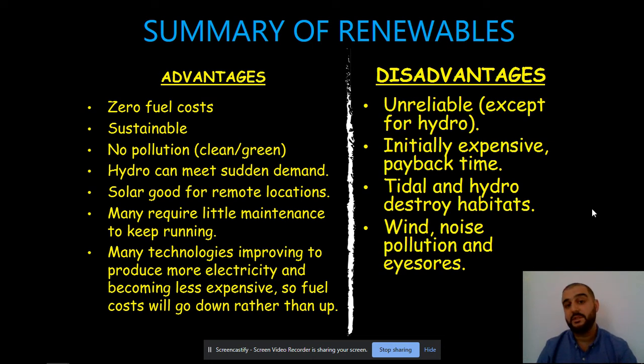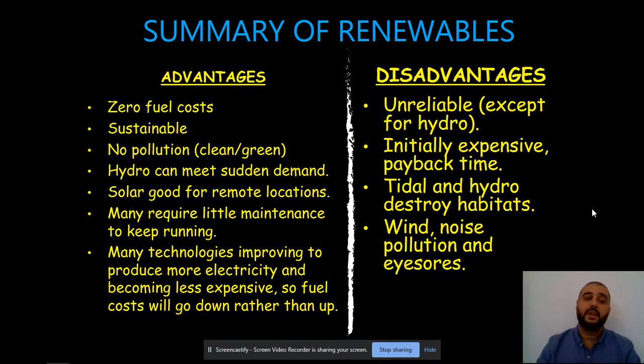But the main advantages of renewable sources of energy are zero fuel costs. They are sustainable. There's no pollution in terms of CO2 being released into the atmosphere or any oxides or dioxides. Hydro can meet sudden demand, again, because you're storing that water. So, whilst we have an issue with energy storage, we can, of course, store water and then rely on these energy transfers between gravitational potential energy stores into kinetic energy stores to actually meet sudden demand.